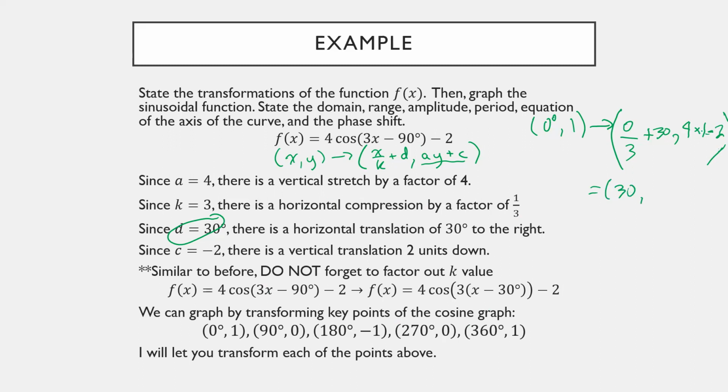Sorry about that. And then we have 4 times 1. 4 times 1 is 4, minus 2 is 2. So that means that 0 degrees and 1 got moved to 30 degrees and 2.